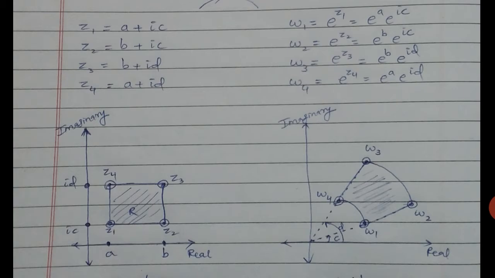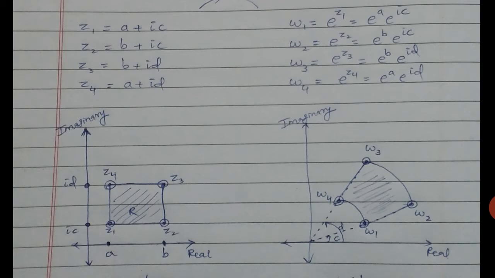w1 is the image of z1, which is equal to e raised to a into e raised to ic. That means w1 is making an angle c with the real axis and its modulus is e raised to a. Then the image of z2, which is w2, is equal to e raised to b into e raised to ic, which is again making an angle c with the real axis and its modulus is e raised to b.